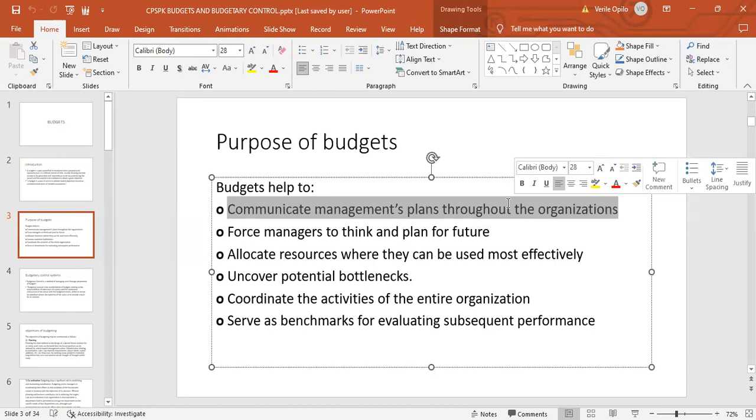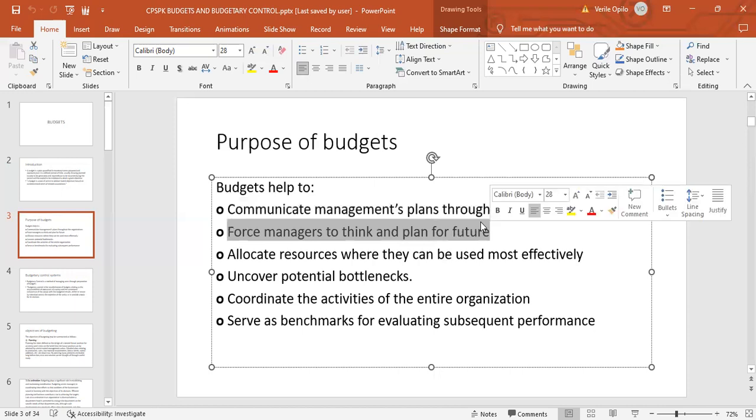So if the budget shows that you're supposed to produce 50,000 units in a given period, then it communicates to the various concerned personnel how much the business requires to produce, and therefore we have to work this hard to fulfill the plan that the management has created. In that case, we say that budgets help to communicate the management's plan to the organization. It tells the other levels within the organization what management expects of them.